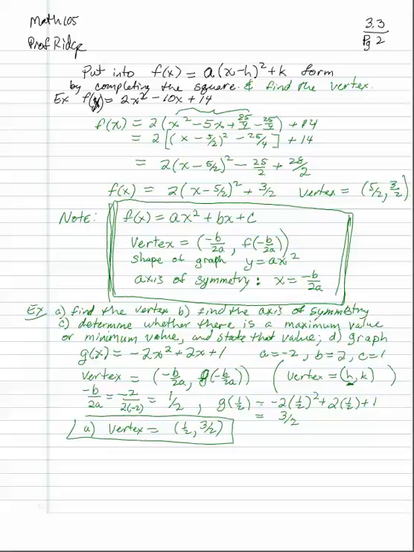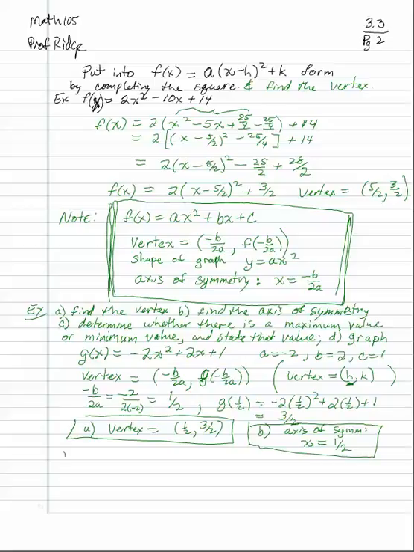B, what's the axis of symmetry? So axis of symmetry, remember it's x equals h, h being the x coordinate of the vertex. So x equals 1/2. Okay, that's B.